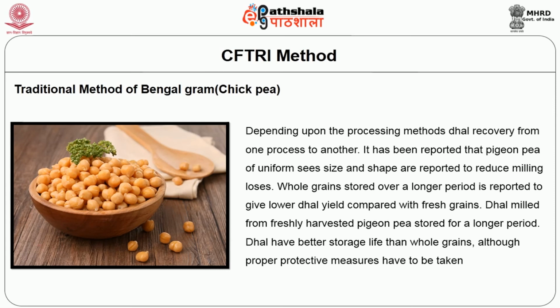Depending upon the processing methods, dal recovery from one process to another varies. It has been reported that pigeon pea of uniform size and shape reduces milling loss. Whole grains stored over a longer period are reported to give lower dal yield compared with fresh grains. Dal milled from freshly harvested pigeon pea has a better storage life than whole grains, although proper protective measures have to be taken.